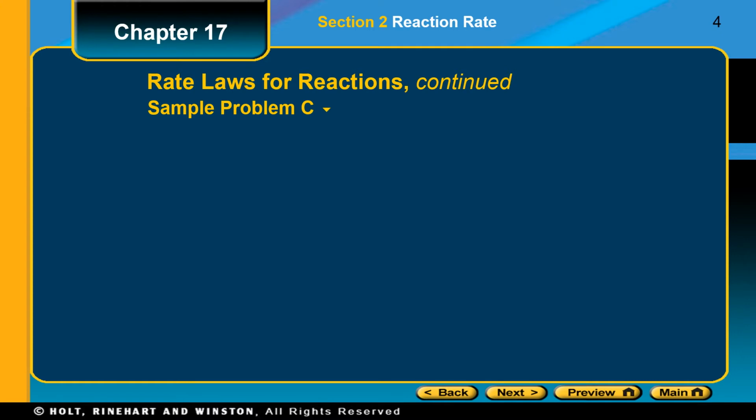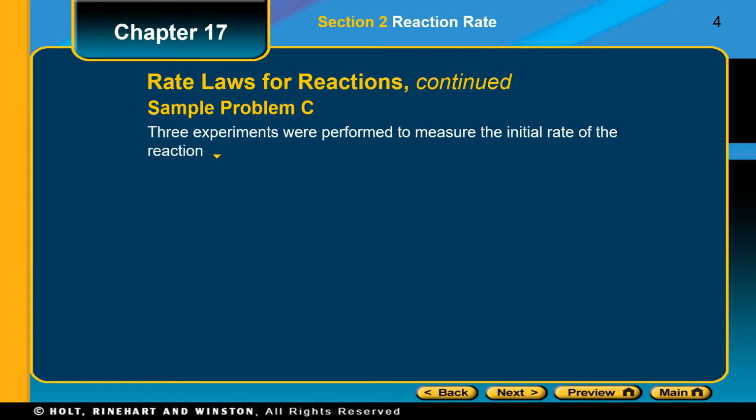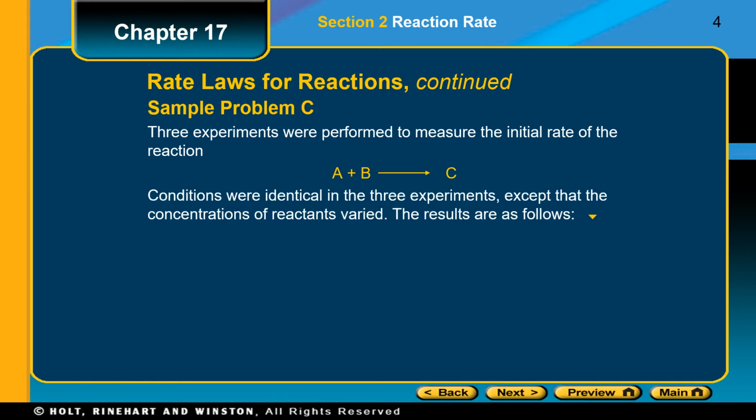Now let's look at another sample problem. Again, we have 3 experiments. They were performed to measure the initial rate of the reaction. And here they're not telling us what the actual reactants are. They're just telling us that reactant A is reacting with B and in the process forming something new called C. Okay, so that's all we know about it. They didn't give us the actual names, but it's not really important that we know what they actually are.